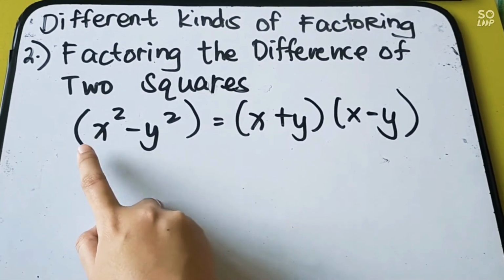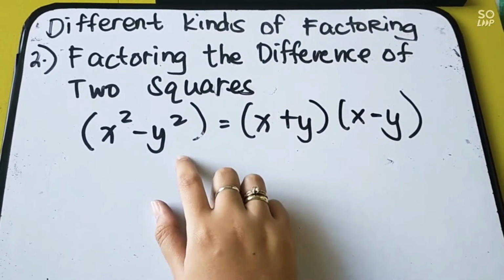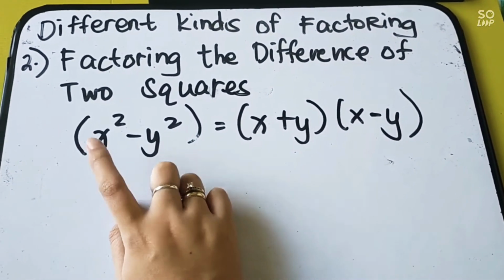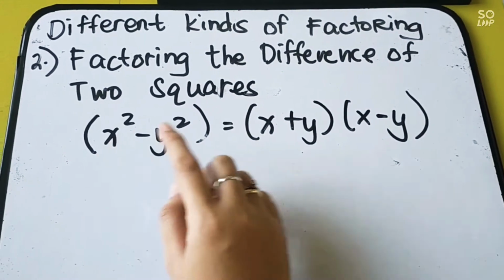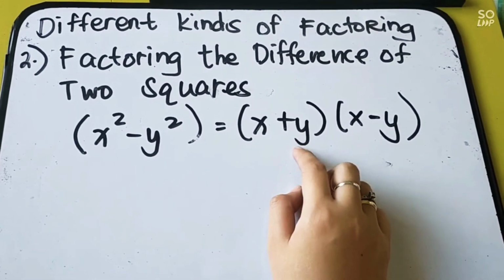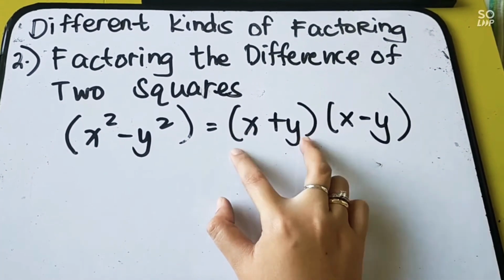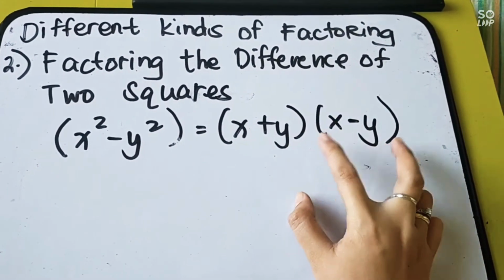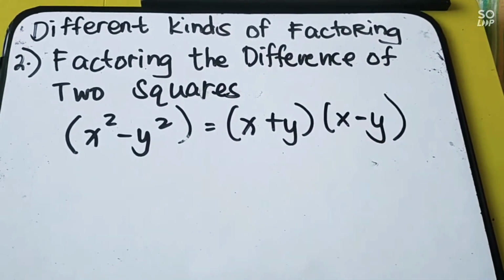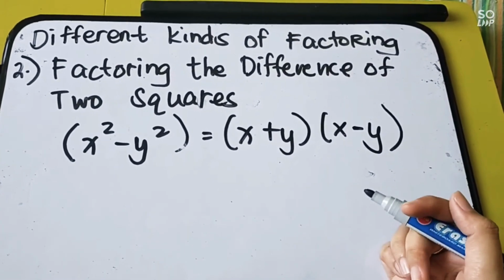So, we have a given here of x squared minus y squared. For us to find the factor of this one, just find the square root of x squared. The square root of x squared, we have x. The square root of y squared, we have y. Alright? So, just have it x plus y, and another factor is x minus y. Okay? So, how will you check your work? This time, it is still multiplication.